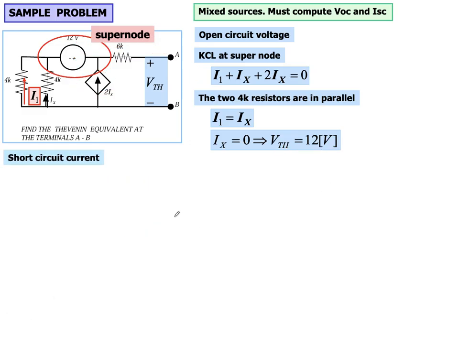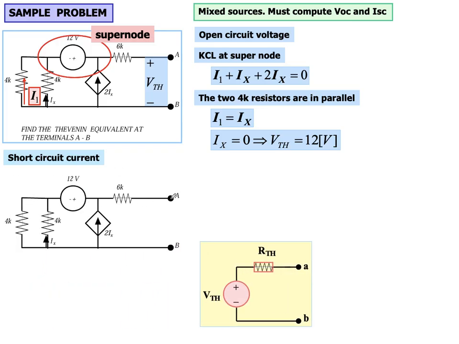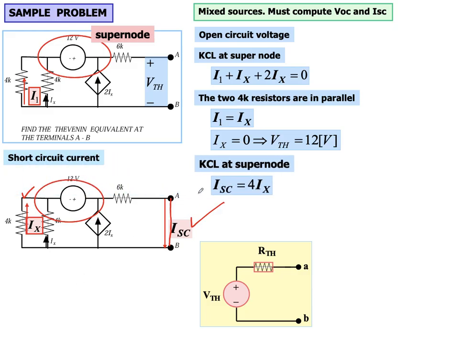In this case, to find out the short circuit current, we are going to short these two terminals, and we are going to find the I short circuit. This is again a supernode, and we already know that the current flowing into this is Ix, and I short circuit will be equal to 4Ix. So current entering the supernode is Ix and 2Ix. Current leaving the node is I short circuit, so I short circuit is equal to 4Ix.